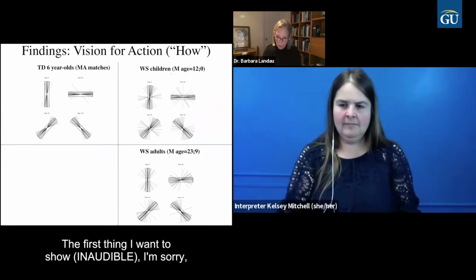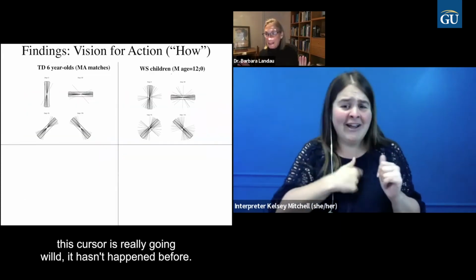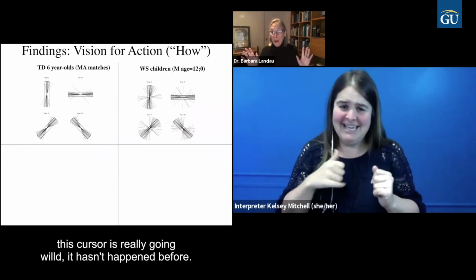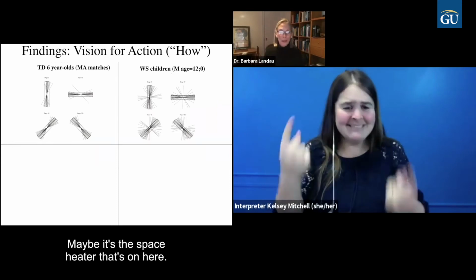The first thing I want to show, I'm sorry, this cursor is really going wild. It hasn't happened before. It might be it's the space heater that's on here.